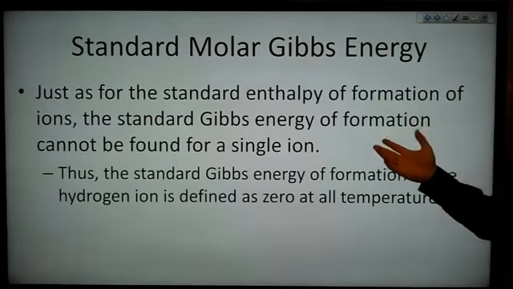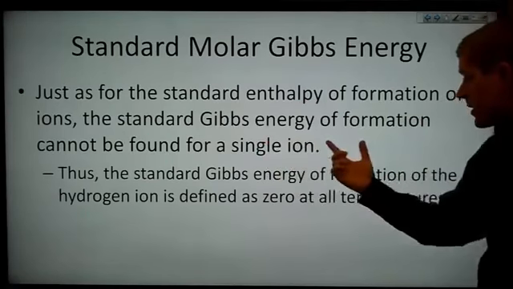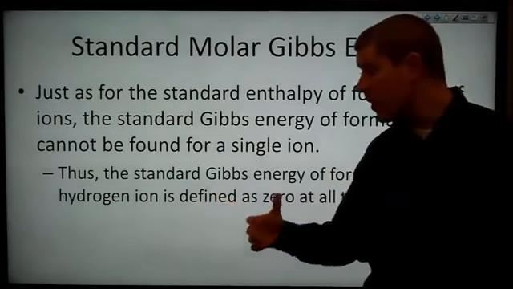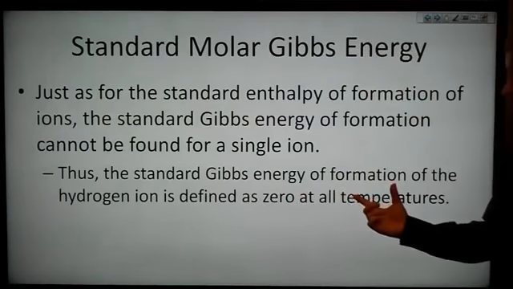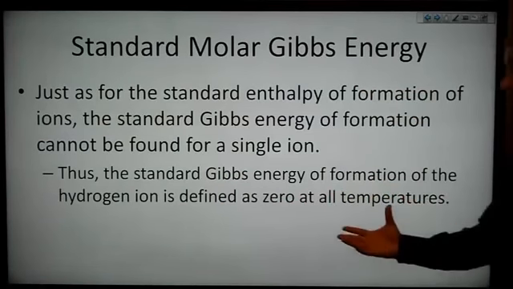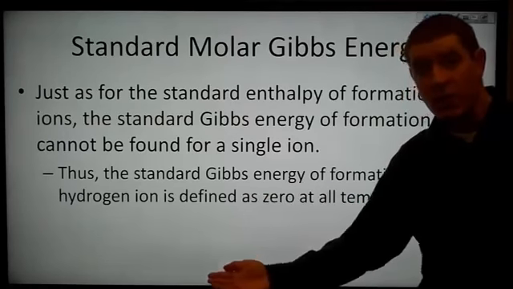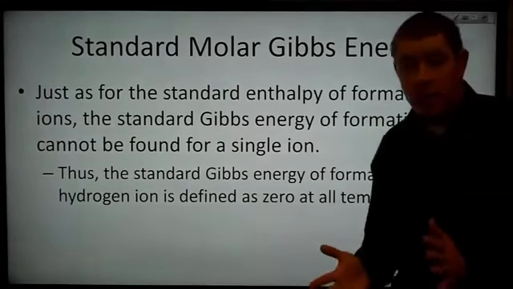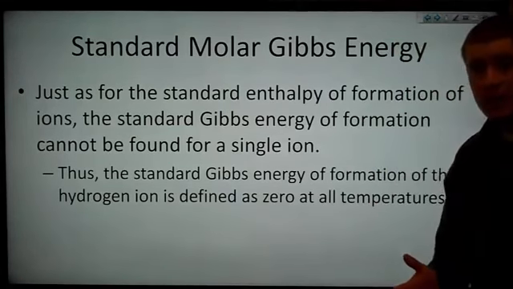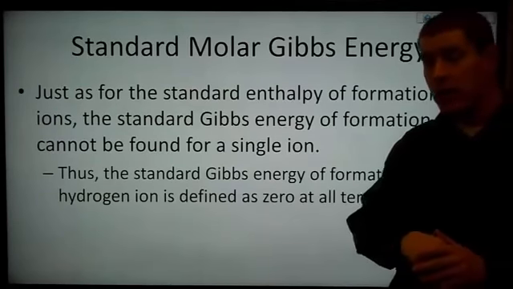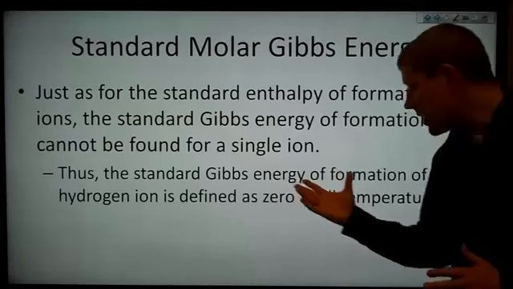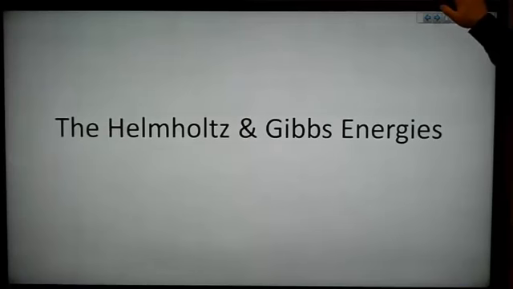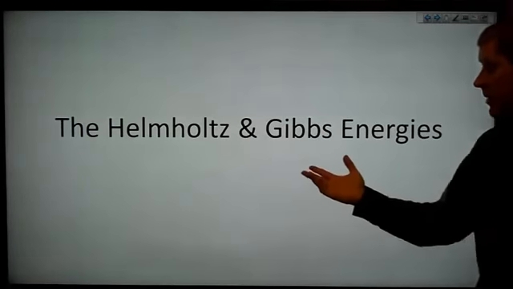So just as for the standard enthalpy of formation of ions, the standard Gibbs energy of formation can't be found for a single ion. We need to have a counter ion along with whatever our ion is. So the standard Gibbs energy of formation of the hydrogen ion we've defined as 0, just like we did for entropy, at all temperatures. Now we know that it's not really 0, but we're just arbitrarily assigning it a value of 0, and then we're able to measure the standard Gibbs energies of all other ions in reference to hydrogen ion. And that was the Helmholtz and Gibbs energies.